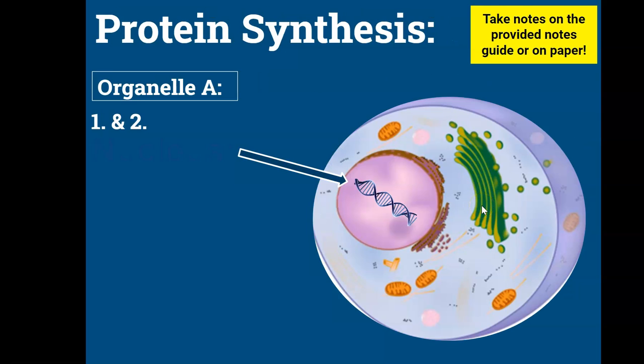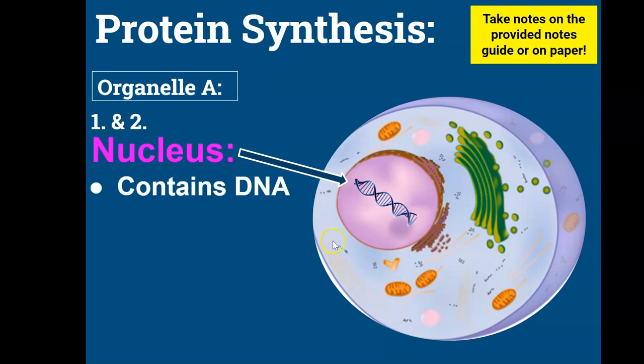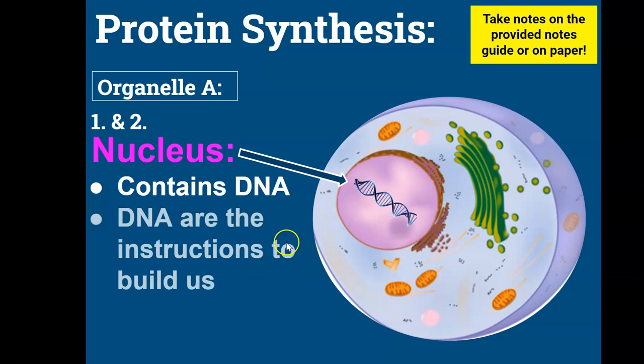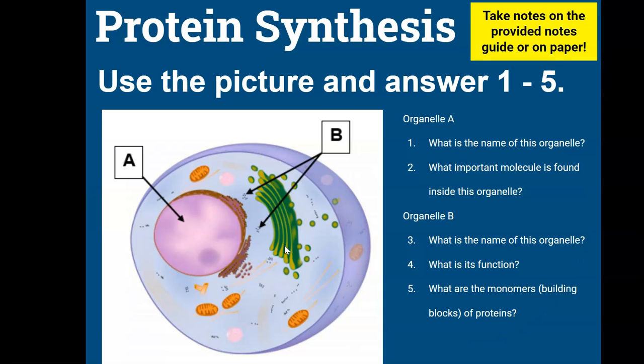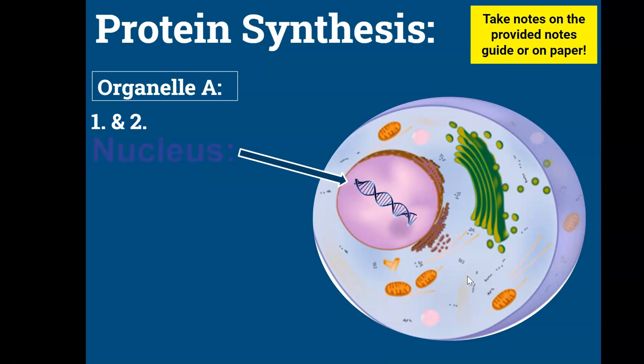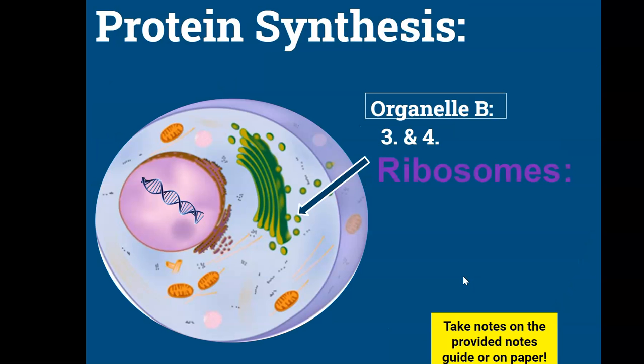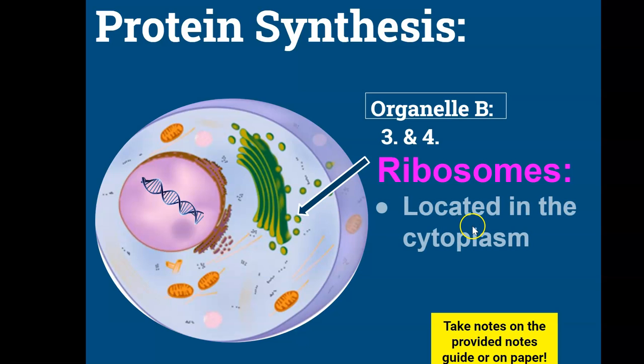So we know that that is the nucleus, and we know the important molecule is DNA that's inside. And we know that DNA are the instructions to build us. So if we go back to the second part, organelle B, what's the name of organelle B? Pointing to these little dots, or it could be pointing to these larger green dots. What's its function? We're looking at those two questions. So questions 3 and 4. We know that either these little green dots or this larger green structure are ribosomes. We know that they're in the cytoplasm, they're outside of the nucleus, and we know their job is to make proteins.